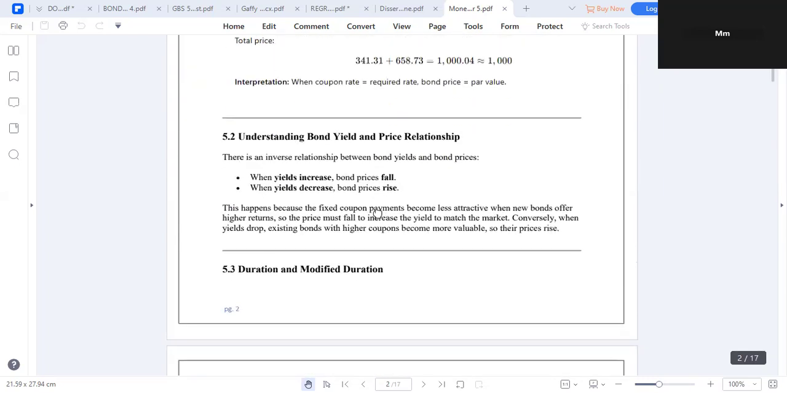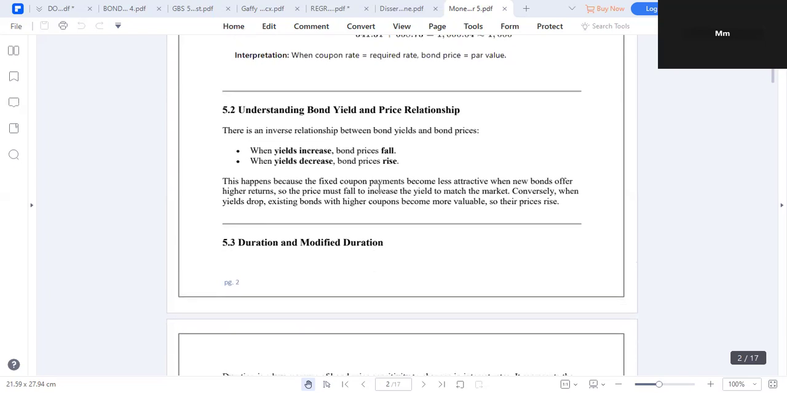Now we need to understand the relationship between the bond and its price. When the yield increases, the bond price will fall. But when the yield decreases, the bond price will rise. This basically happens when you have fixed coupon payments. These become less attractive when new bonds offer higher returns, so the price must fall to increase the yield to match the market.